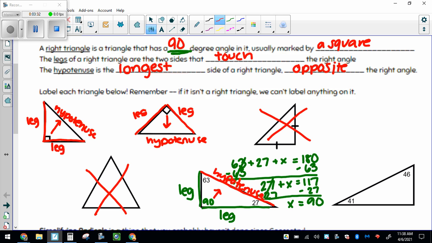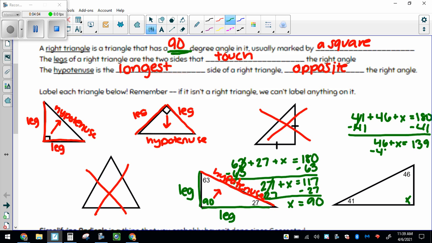All right, for this last one, we're going to do the same idea. We have two of the angles. We need to figure out what the third angle is. So I'm going to put an X here. So let's see. If we add them all up, we should get 180. So subtract out the 41. It gives me 46 plus X equals 139.